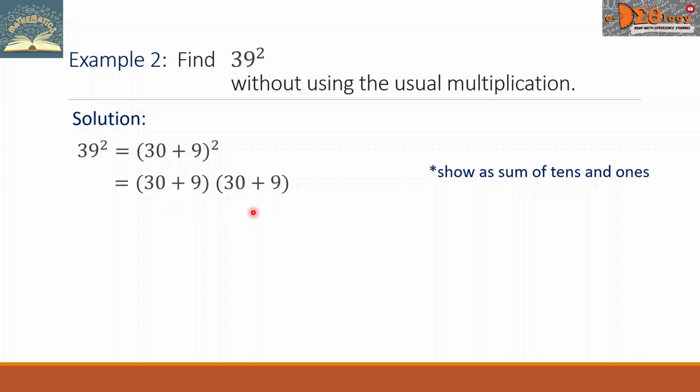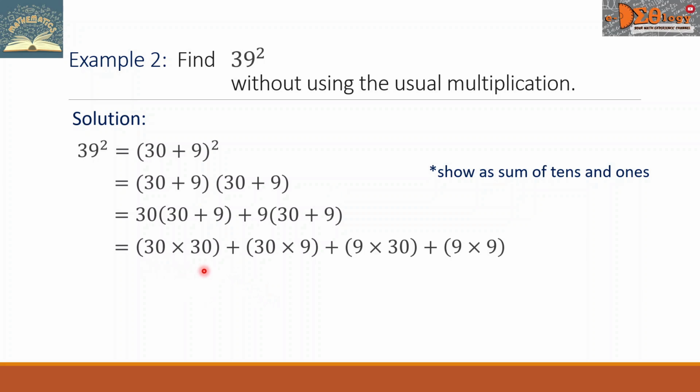By distributive property, we will have 30 times the quantity 30 plus 9, plus 9 times the quantity 30 plus 9. Then we multiply this 30 inside of the terms. Also for the 9, we multiply to 30, then to 9. So we have 30 times 30 plus 30 times 9 plus 9 times 30 plus 9 times 9.